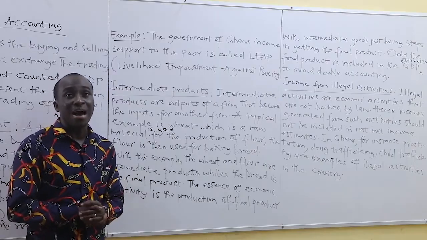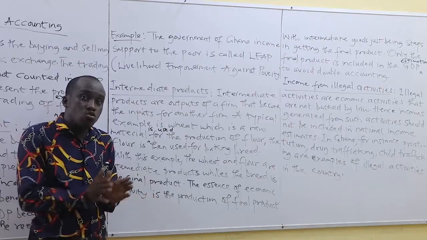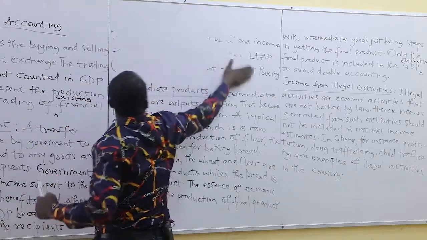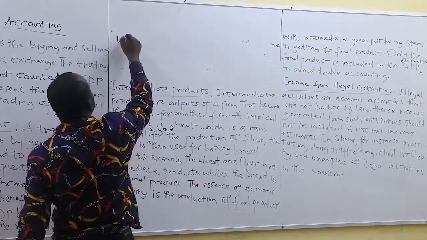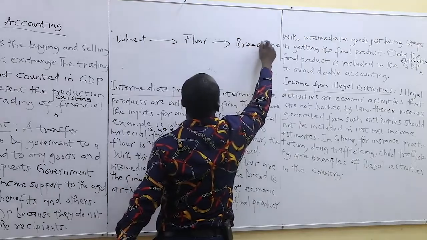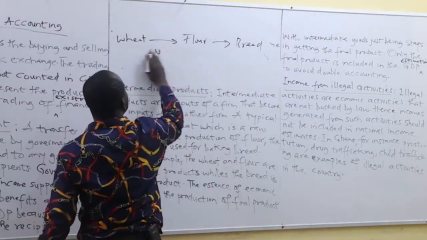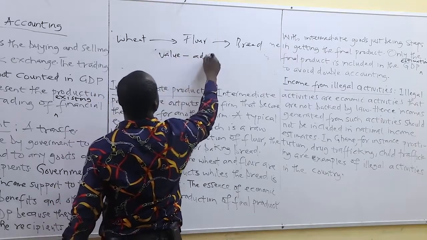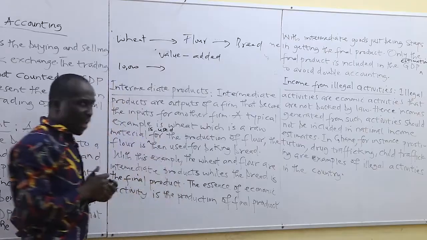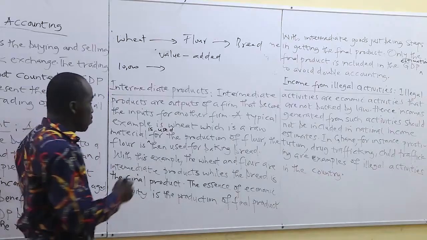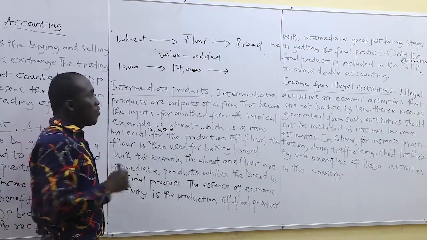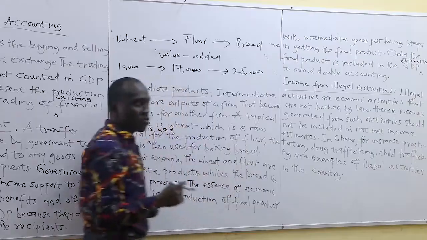In other cases, they use what we call value added. If they don't use the final product, they use value added. Value added is this: from wheat, to flour, to bread. Take wheat, maybe worth 10,000 cedis. When it moved to flour, value has been added. They have done something to it. Maybe it moved to 17,000. When it moved from flour to bread, it moved to maybe 25,000, because something has been added to it. So value has been added.